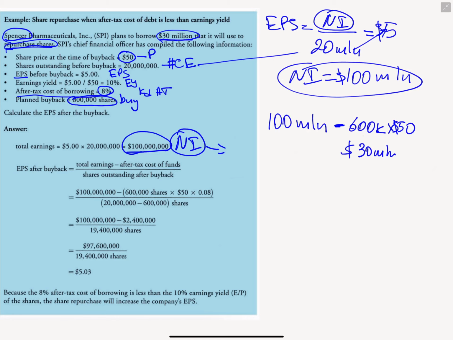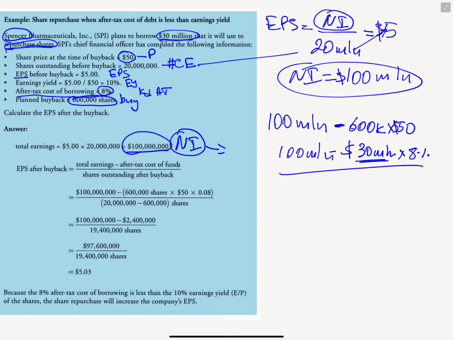And to have this 30 million, we want to get some debt. We will be paying by cash, but the cost of this cash is 8%, because the source of that fund will be 8%. It is the after-tax cost of borrowing, 8%. It will be multiplied by 8%.